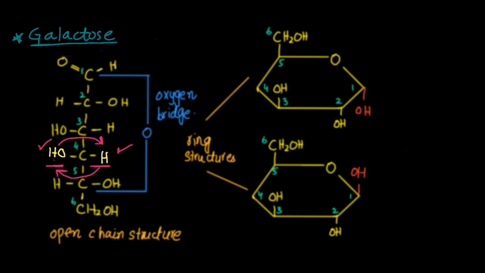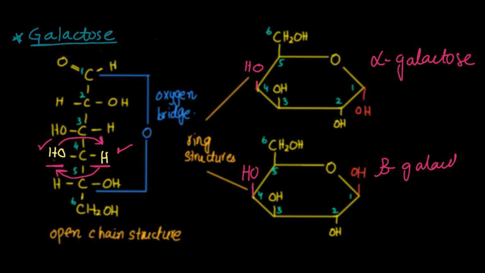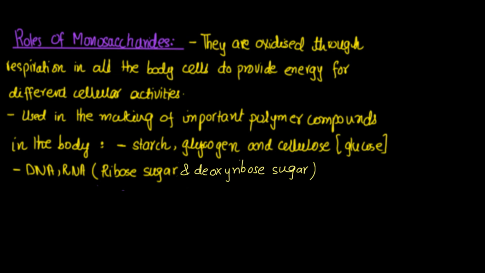Now this impacts the ring structures in a way that on carbon 4, instead of having the OH below the ring, we have the OH above the ring in both these cases. This is the structure of galactose. Everything else remains the same. Accordingly we name this alpha galactose and we name this beta galactose. It's very similar, but this minute difference makes it unique from glucose.